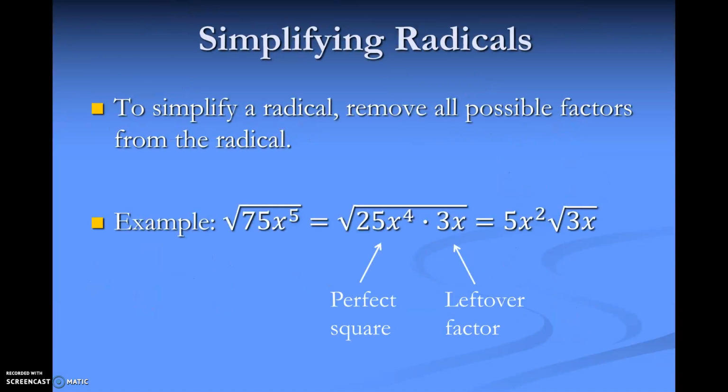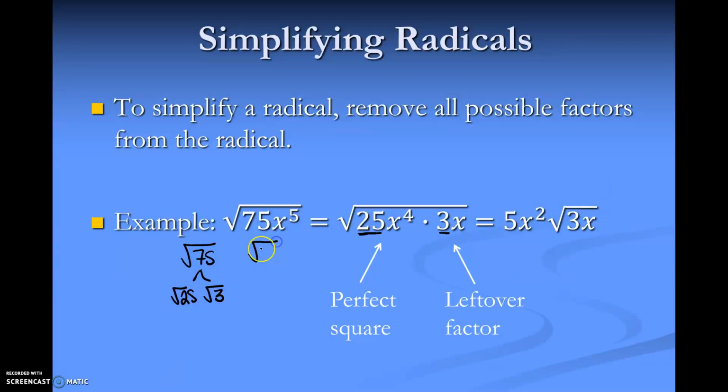I left this slide in your notes so that you can see what we're attempting to do. However, I think that their method for finding perfect squares is not as easy as some other methods we can look at. So if we take the square root of 75x to the 5th, we can take the square root of 75 and split that into the square root of 25 times the square root of 3. So 25, that's the perfect square portion. 3 is the leftover factor.